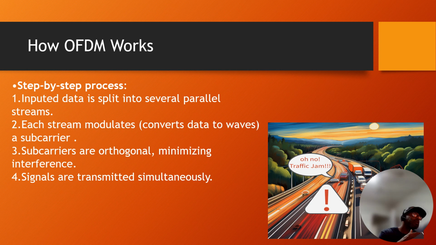FEC would be like a fast tow truck clearing the path on the middle lane of that highway. If that tow truck fails, then the system may initiate a retransmission.